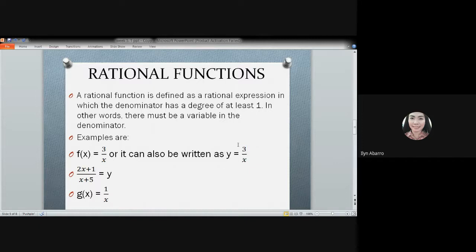So if you see a symbol like f of x or y equals, or even if the y is on the right side, that is still a rational function. Okay? Another example, 2x plus 1 over x plus 5 is equal to y. It is a rational function because y is equated to a rational expression. What it equals must be a rational expression. Okay? And g of x is equal to 1 over x. So those are the rational functions.